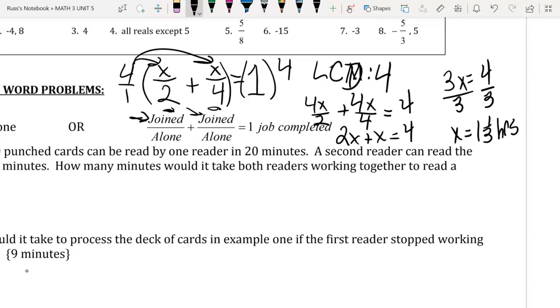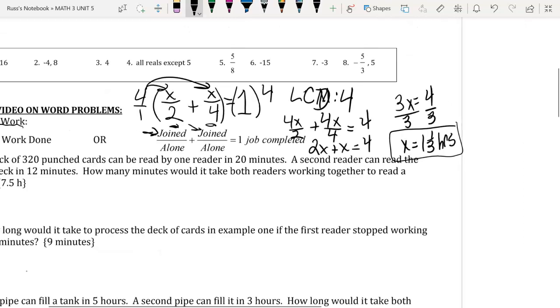Now think about this. That makes sense. If I can do it myself in 2 hours and my son comes along and helps me, he's slower than me, but he helps me, it's not going to cut the time in half, but it'll cut it smaller. So that's the type of thing we're trying to do here.